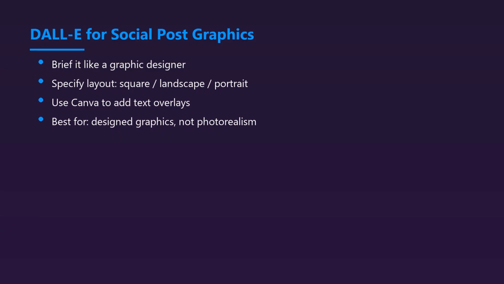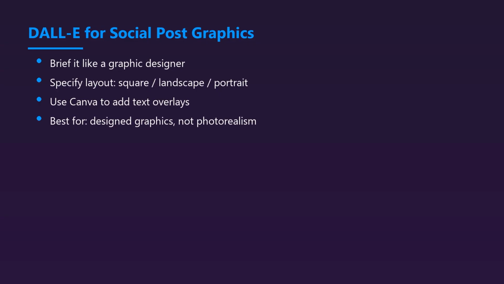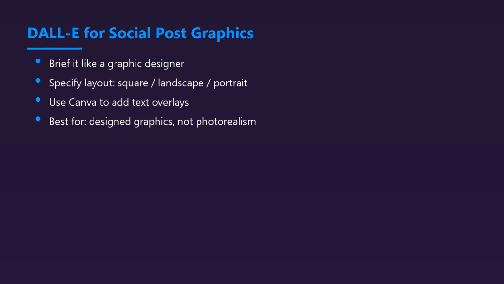One thing to know, DALL-E is not great at rendering readable text in images. It has improved, but it still makes errors on longer phrases. My workflow is to generate the background and visual elements in DALL-E, then bring the image into Canva to add any text overlays. That combo is actually faster than designing from scratch, and the results look polished.